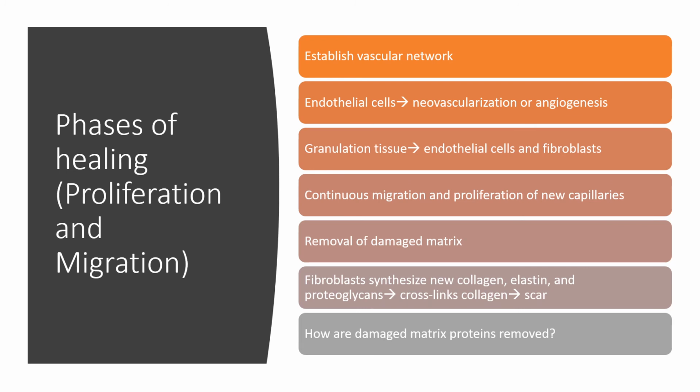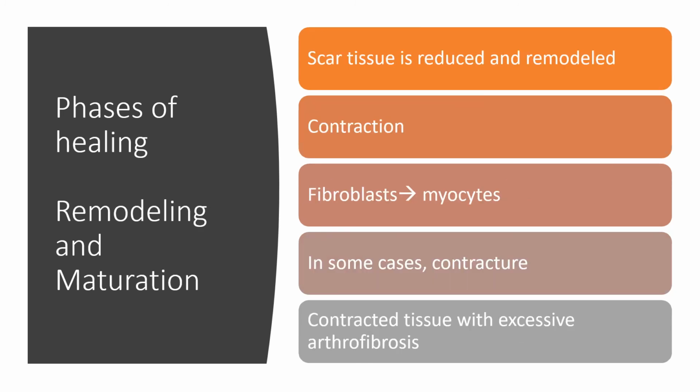And any type of damaged matrix will begin to undergo removal as the new matrix begins to fill the wound, and proteases secreted by the neutrophils, the macrophages, fibroblasts, epithelial cells, and endothelial cells will help to destroy any remaining bacteria or pathogens in that specific area. And that is also how the damaged matrix proteins are eventually removed. So after the proliferation and migration phase, we go into the remodeling and maturation phase.